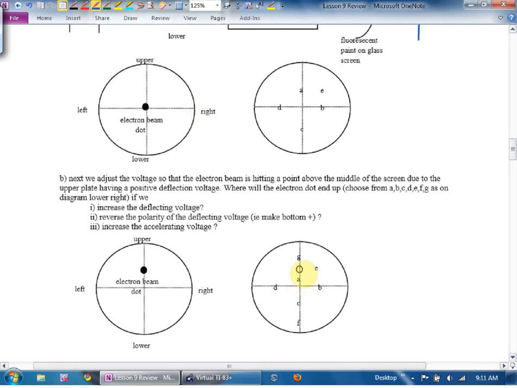I think if we increase it, instead of hitting right there, it's going to get deflected even more. It's going to hit right there. I think the answer is G. What if we reverse the polarity of the deflecting voltage? In other words, same voltage, but make the bottom positive, not the top. Where will it end up?